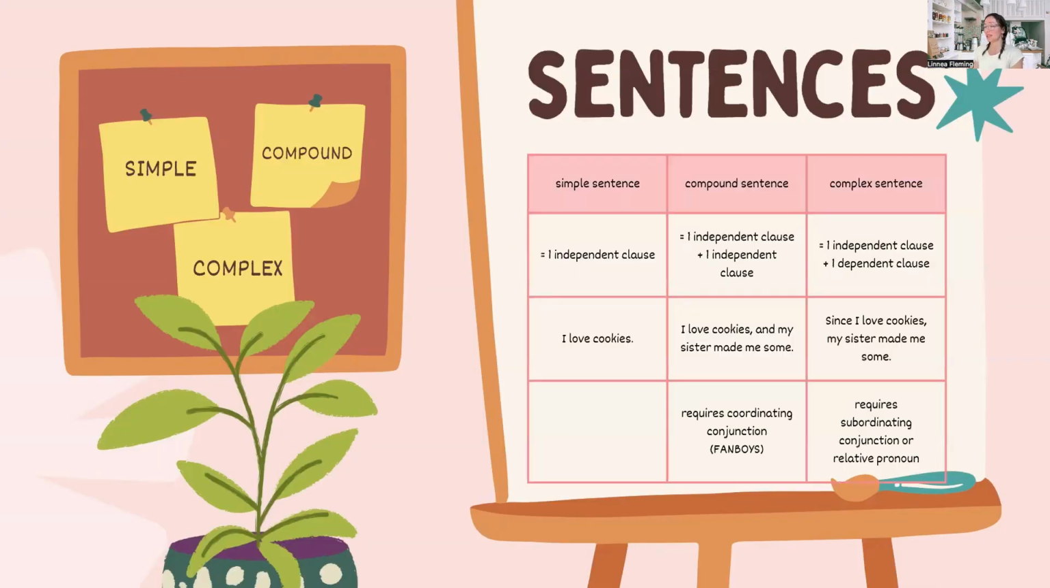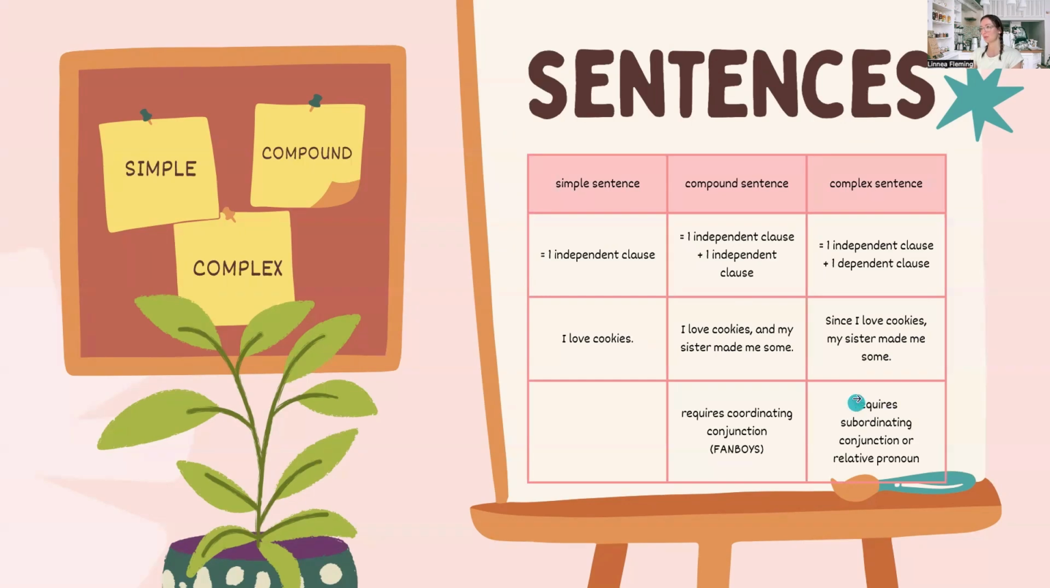Now, if you remember, we went over a little table last time. There's three types of sentences in our language. We have the simple sentence, the compound sentence, and the complex sentence. A simple sentence is one independent clause. A compound sentence is two independent clauses. And a complex sentence is an independent clause and a dependent clause, meaning there's going to be a clause that requires you to have a subordinating conjunction or a relative pronoun in order to make it.